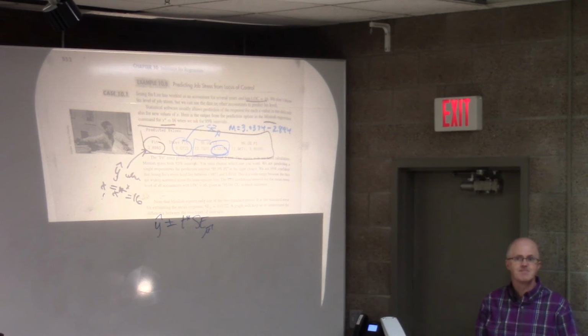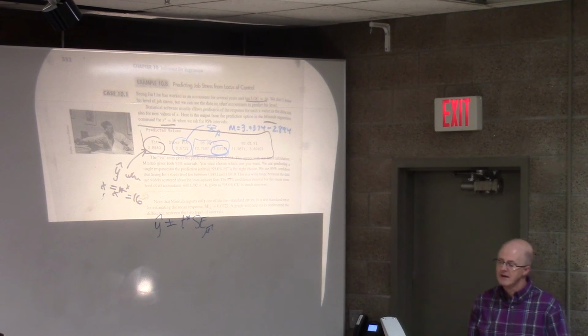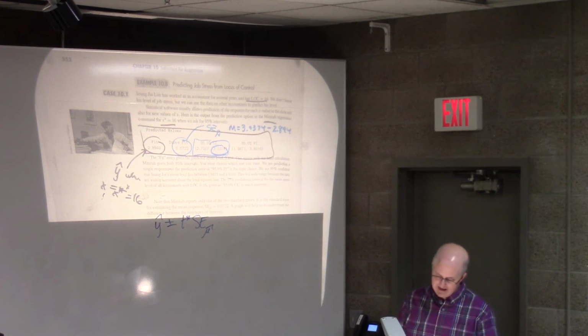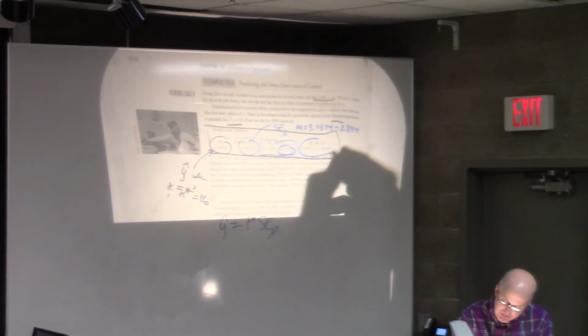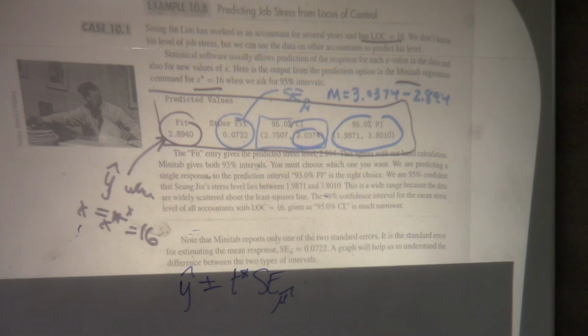Okay? So that's one thing you can read. There's another new thing here. It's got something called a 95% PI. What's a PI? PI stands for what's called a prediction interval.